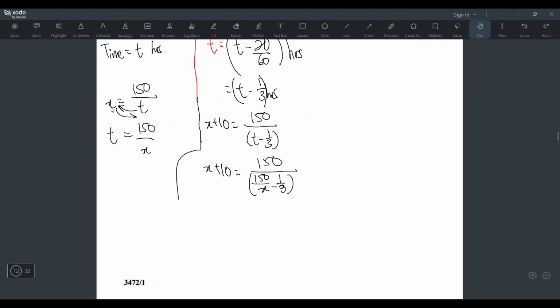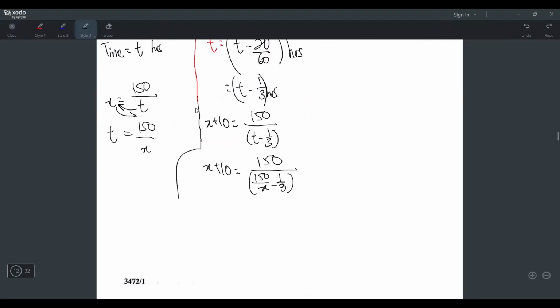Okay, so now how do you find x? If I am you, I will straight away do cross multiply. Because I'm trying to find x and my x sits at the bottom like that, actually no need to cross lah. Just move this whole thing up to become times lah. Right. So it just becomes what? Because the whole thing here is together, right? So how? Let me think. So it becomes x plus 10 times with 150 over x minus 1 over 3 equals 150.